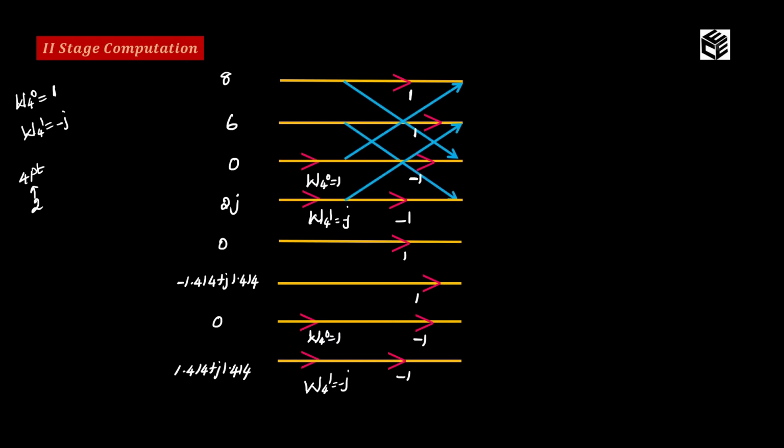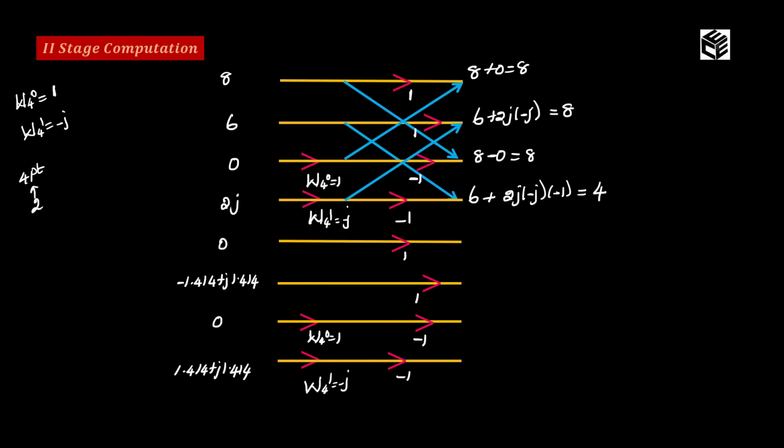Now I am going to give the cross lines. So my answer at the first one is 8. 8 plus 0 is equal to 8. And this is 6. 6 plus 2j into minus j. Right. So this is equal to 8. Okay. And what about this? 8 minus 0, which is equal to 8. And this is 6. 6 plus 2j into minus j into minus 1. So this answer is equal to 4.